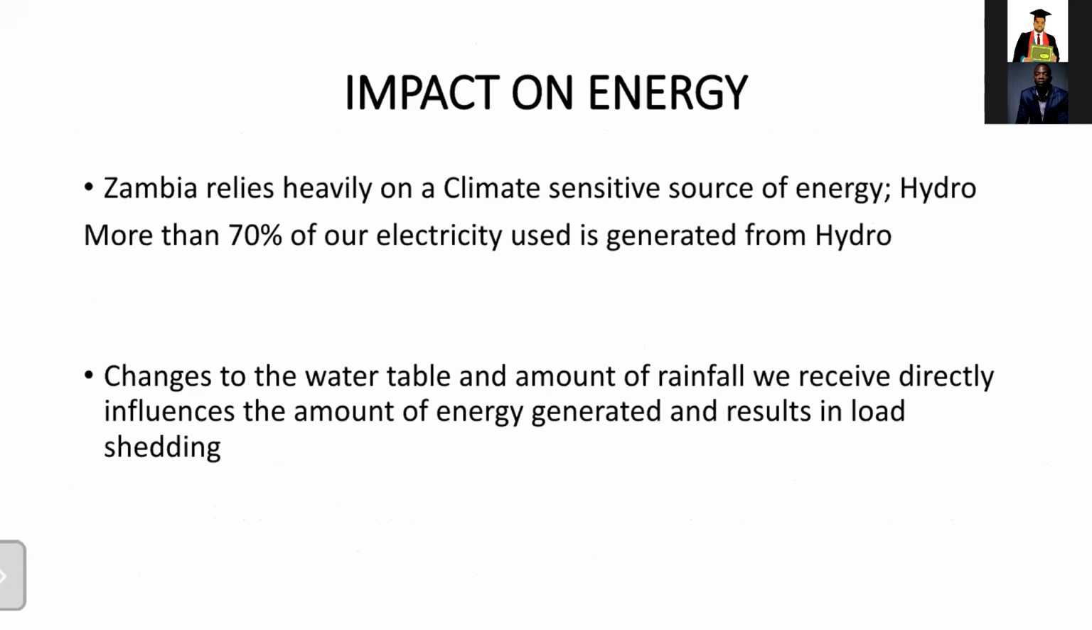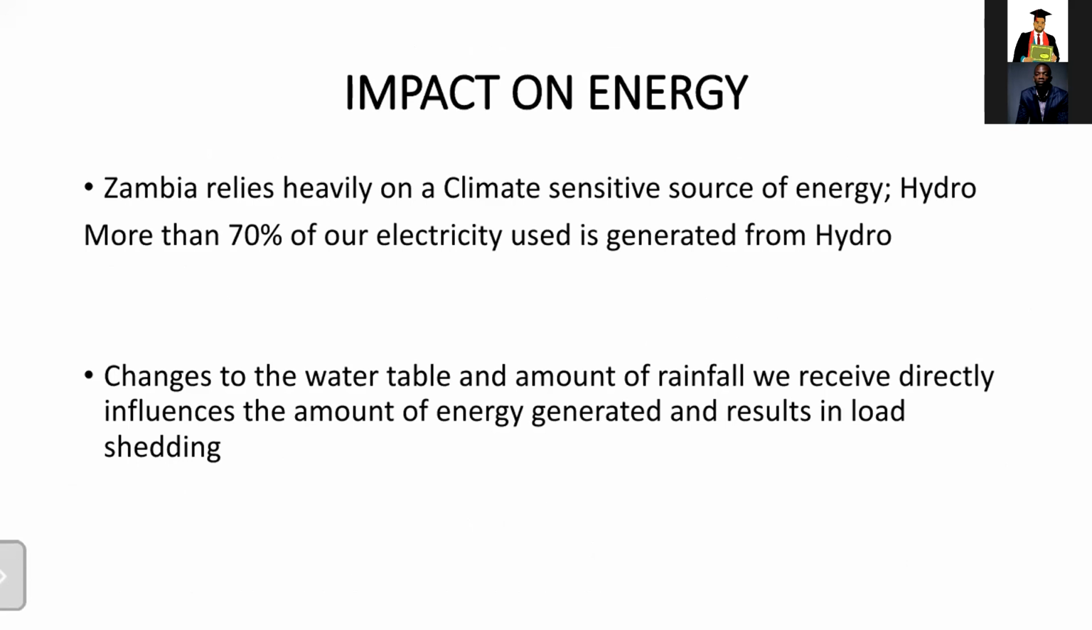So, climate change and energy. Zambia relies heavily on a climate-sensitive source of energy, which is hydro. More than 70% of our power is actually generated from Lake Kariba. Lake Kariba happens to be one of the largest man-made lakes in the world. Despite its enormous size, the amount of energy that it generates for the country is not enough.